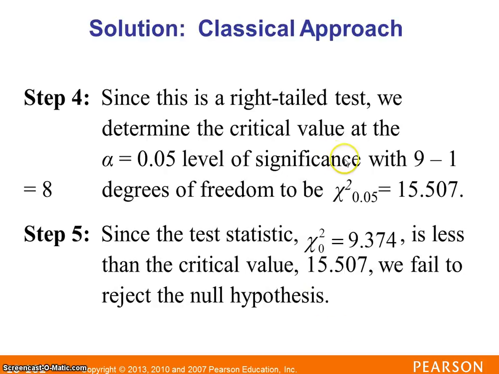Using the classical approach, since it's a right-tailed test, you want to compute chi-squared for 0.05 with 8 degrees of freedom. That will give you about 15.507. And since the test statistic is less than this value, it's not in the critical region, it's not to the right of this value, then we will fail to reject the null hypothesis.